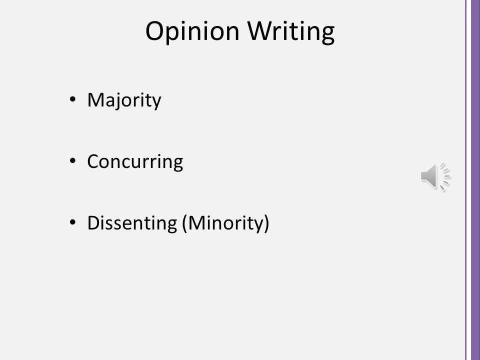And finally, there are concurring opinions. Sometimes a justice will agree with part of a majority or dissenting opinion, but have something else to say. And in this case, they will write a concurring opinion. Well, they will say, I agree with the majority in parts 1, 2, and 3, but for different reasons.